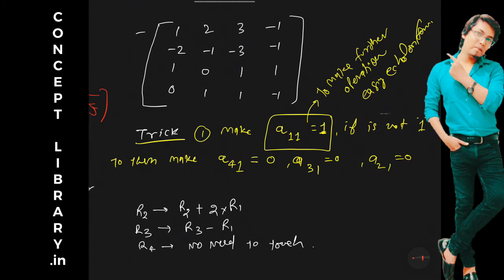This is the given matrix here. The first target you should keep in mind is that your a11, this term, must be 1. If this is 1, then other operations are very easy. And one more thing, in echelon form our first non-zero element should be 1.